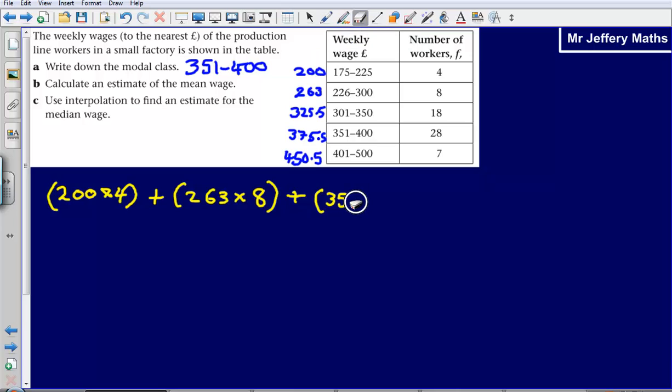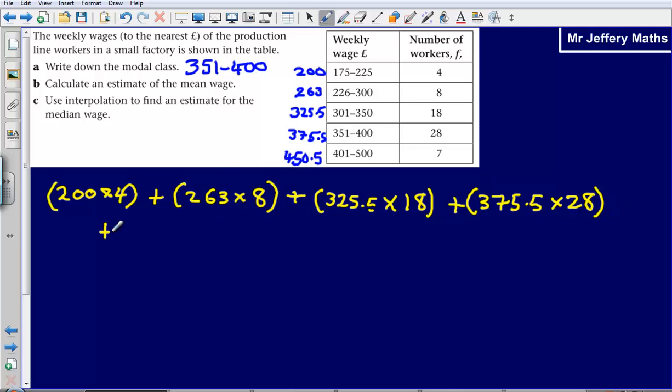Just rub that out a sec. 325.5 multiplied by 18, plus 375.5 multiplied by 28, plus, and this is the last one, 450.5 multiplied by 7.